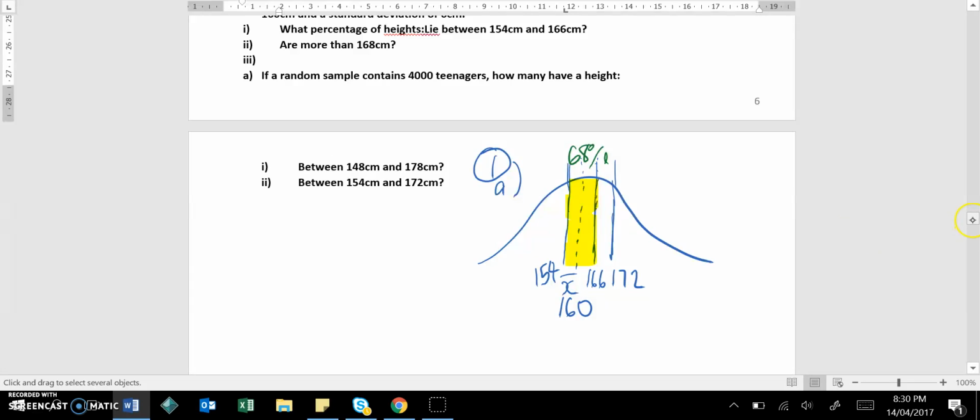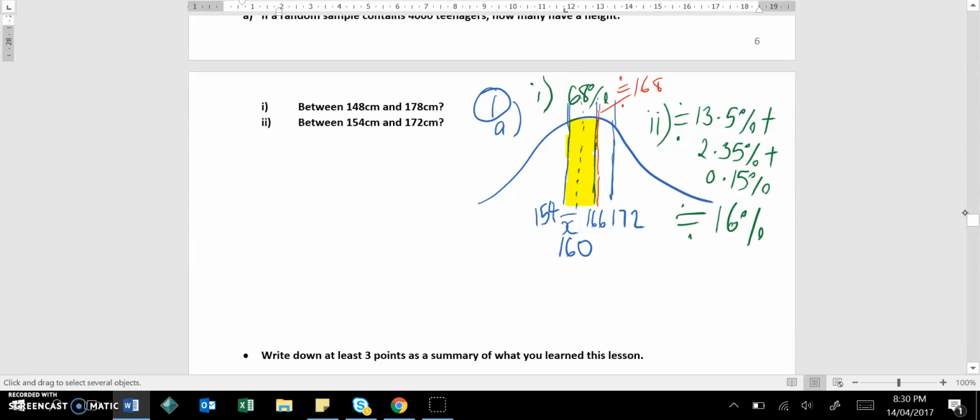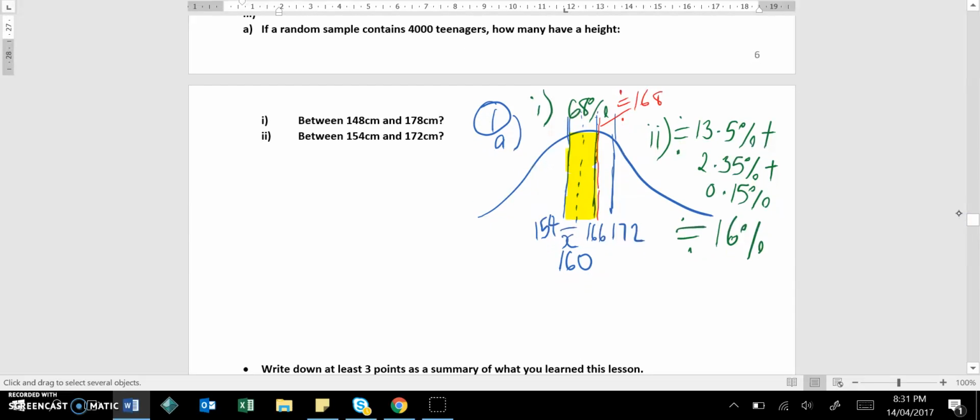Fantastic. Okay, the next question, so this is part B on your one, even though on my one it says part A. The formatting has gone a bit willy-nilly, but that's okay. So part B says, if a random sample contains 4,000 teenagers, how many have a height between 148 and 178, between 154 and 172? Okay, so again, for this question, I'm going to draw a picture. So I'll just stop off question 1 there. And now this is question B, part I.